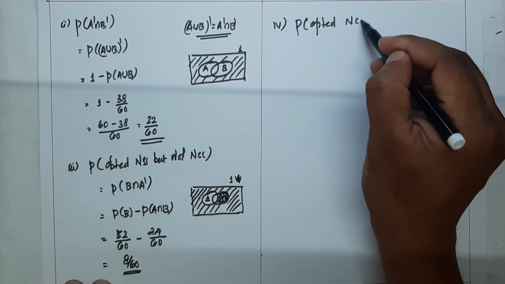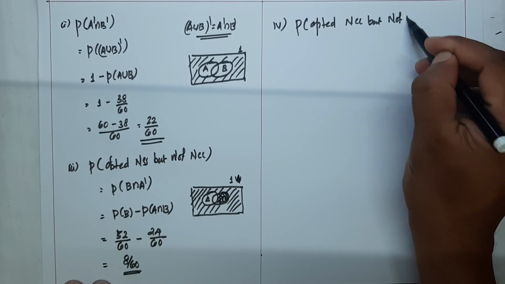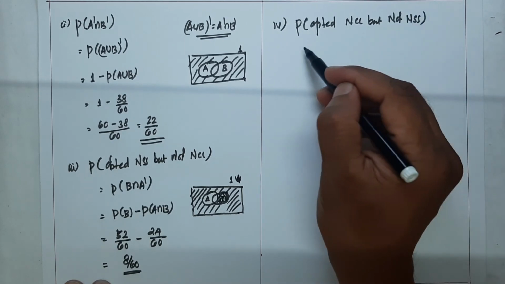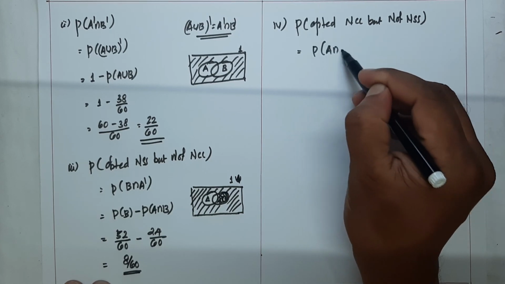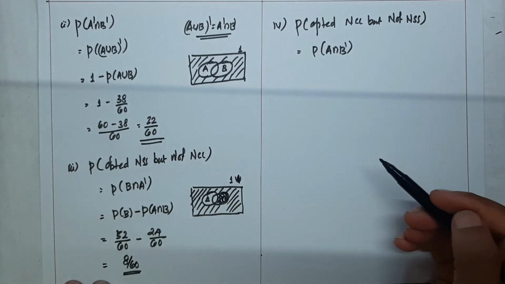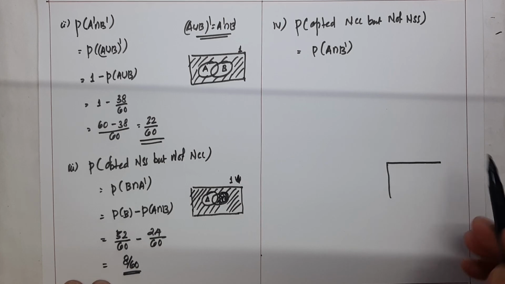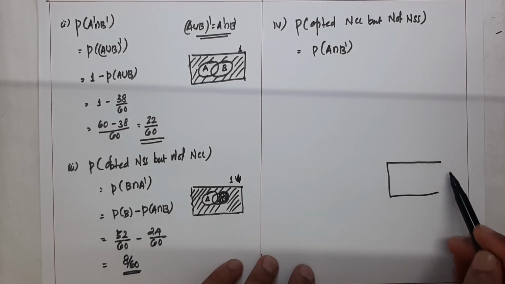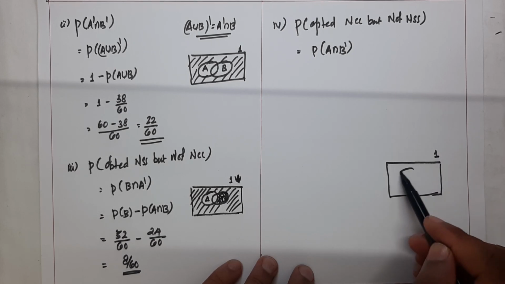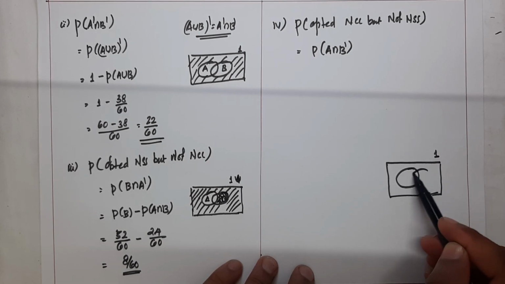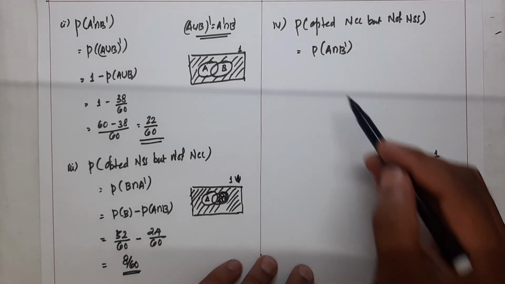Then our last question, the probability that the student opted NCC but not NSS. NCC is opted, NSS is not opted. NCC is denoted by the event A, that is A is opted but B is not opted. What is A intersection B complement? Here we consider two events like this. The maximum probability is 1, this is A and this is B.